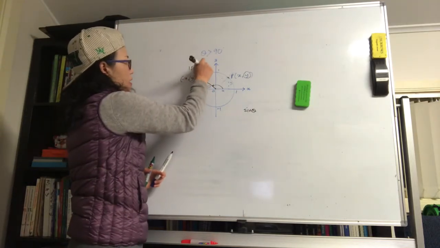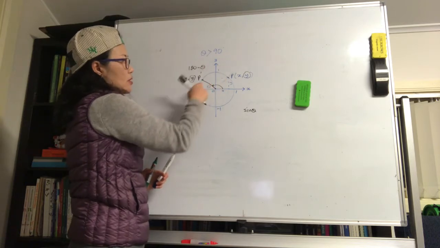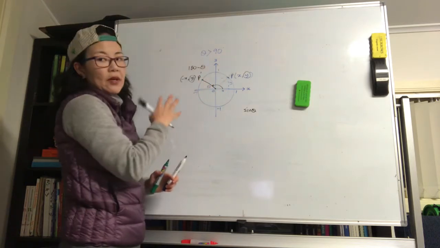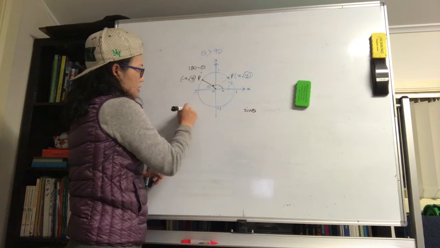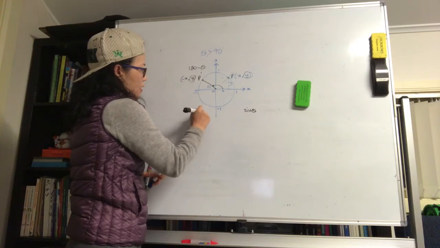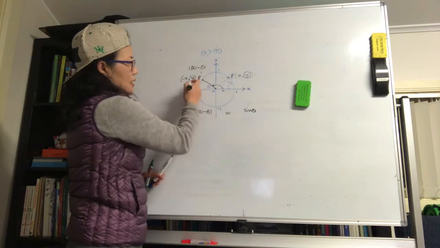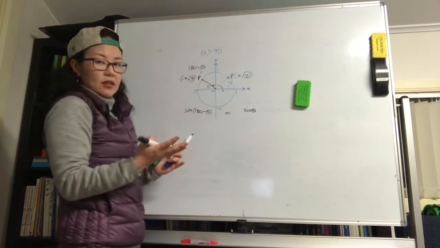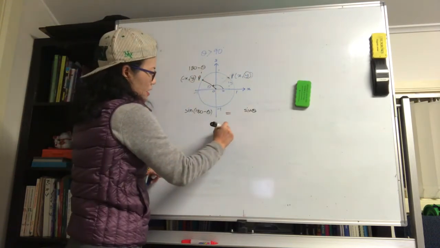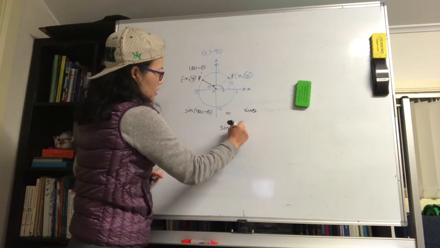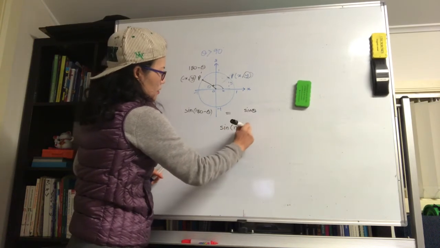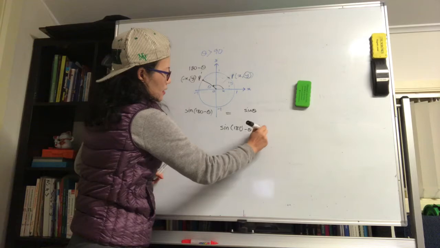180 take away theta. Anything in the second quadrant, the angle is 180 take away theta. So here is sine of 180 take away theta, and they are equal because they're the same. Are you okay with this? So I can rewrite this neatly: sine of 180 take away theta equals sine theta.